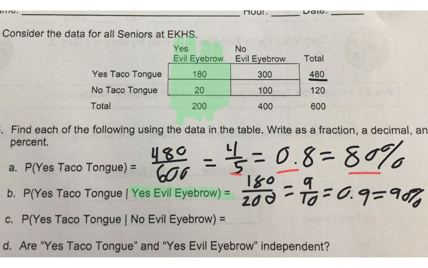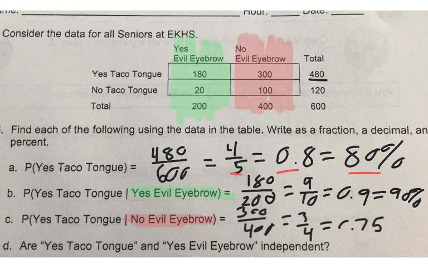Gotcha. So for C, what subset are we looking at? Only the ones that said no to evil eyebrow. So I'm looking at this column. Those are the ones that told me no evil eyebrow. How many total are there in the no evil eyebrow? 400. And how many of those 400 were yes taco tongue? 300. So this would be 3/4, which is 0.75, which is 75%.